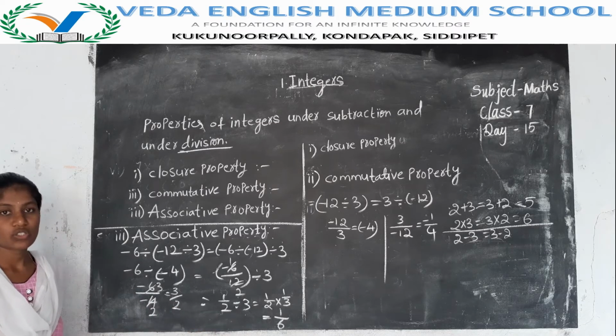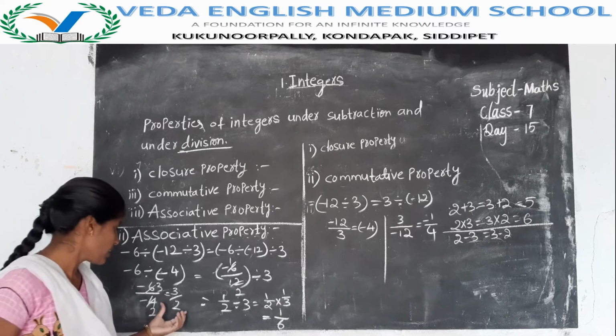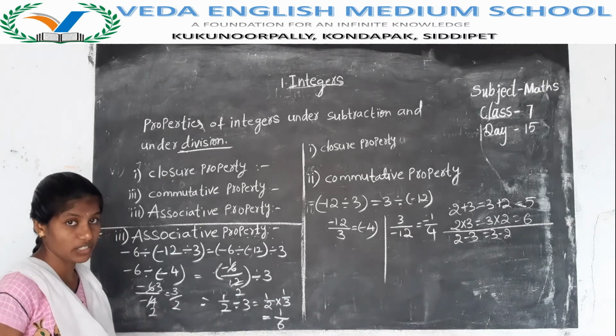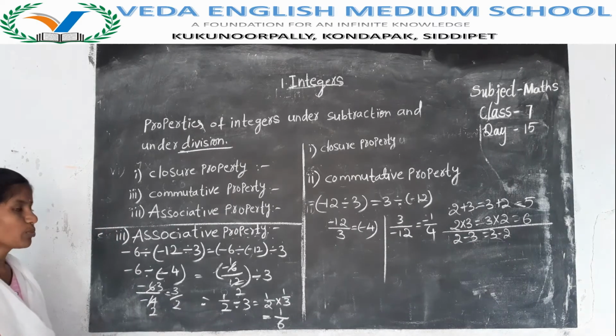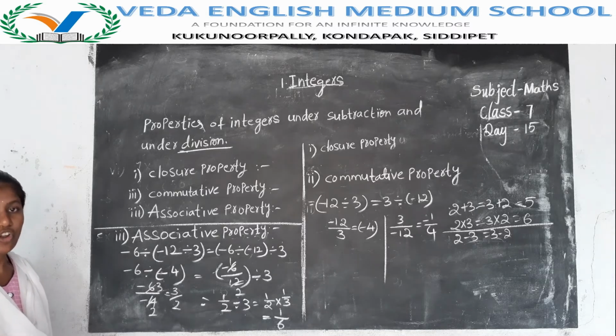Is there any difference between the two answers? Yes, there is a difference. Here and here we are getting different answers. So associative property under division is also not possible.